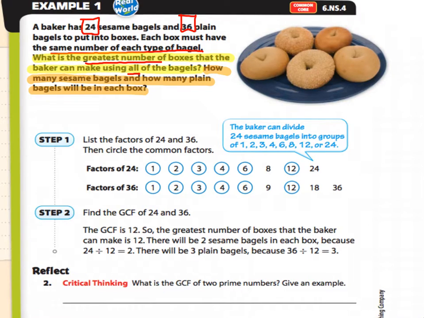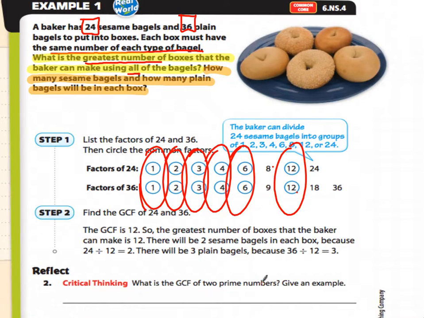Right? So again, if I have to use all of them, I have to use a factor of each number. So the factors of 24, because there's 24 bagels, are 1, 2, 3, 4, 6, 8, 12, and 24. The factors of 36 are 1, 2, 3, 4, 6, 9, 12, 18, and 36. Now this part's probably what is going to take you the longest, writing down all your factors. But now I find the ones that they have in common. So they have 1, 2, 3, 4, 6, and 12 in common.